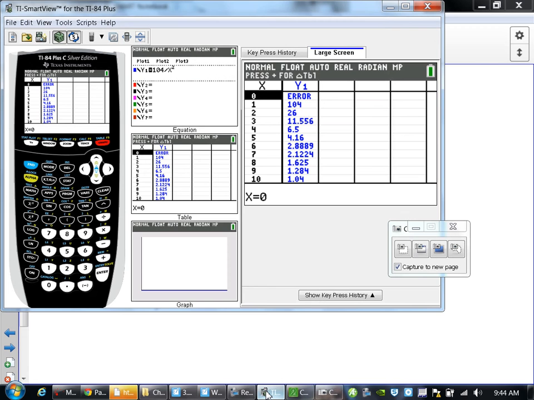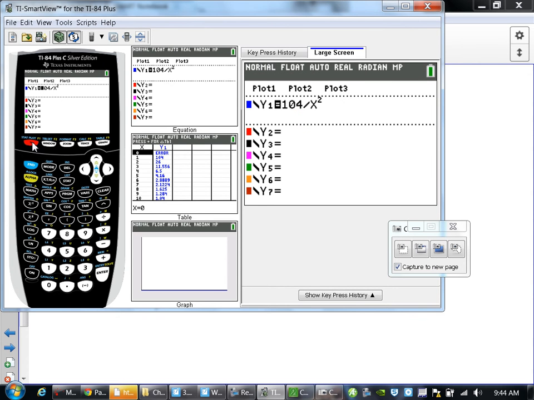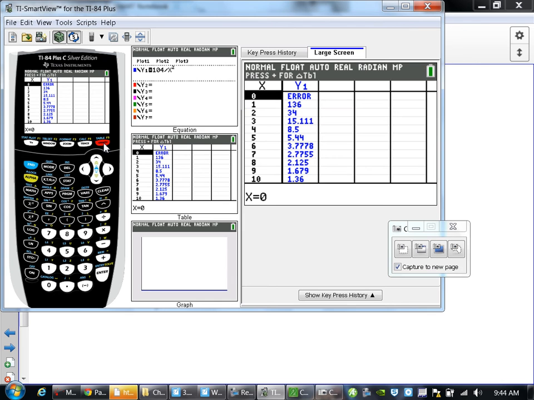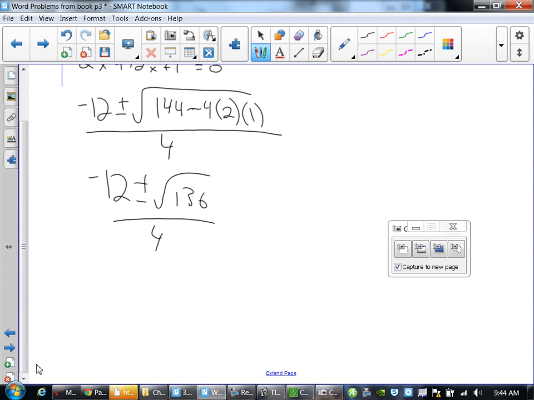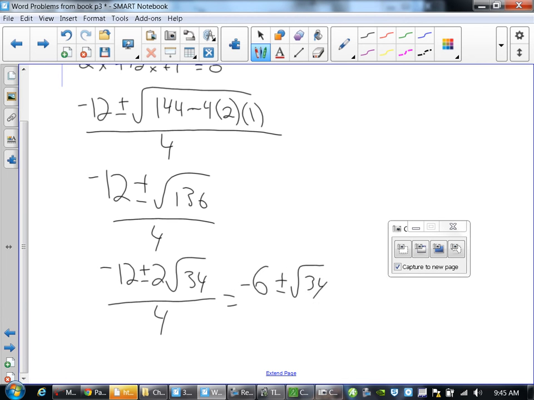So I check my square root with that one. Y equals 136. See what I can simplify that to be. 2 root 34, very good. So in this case, we have negative 12 plus or minus 2 root 34 over 4. What can I do with all of those first terms? Divide by 2. They all have a GCF of 2, and that's where you get negative 6 plus or minus root 34 over 2.